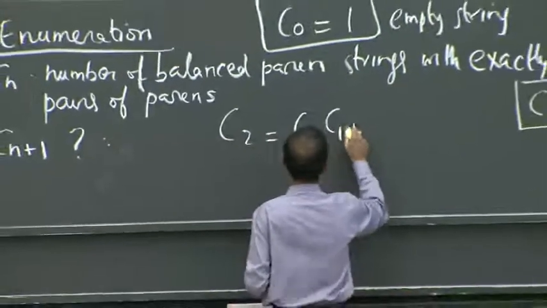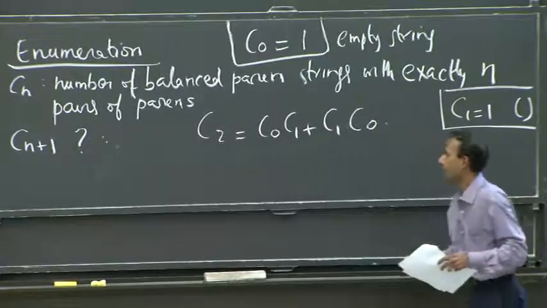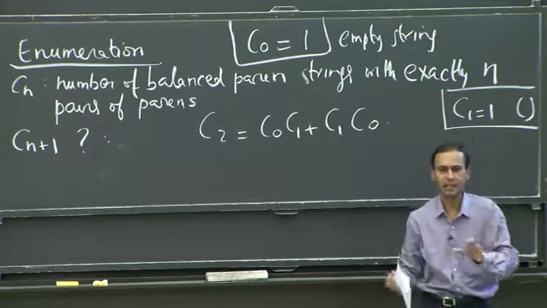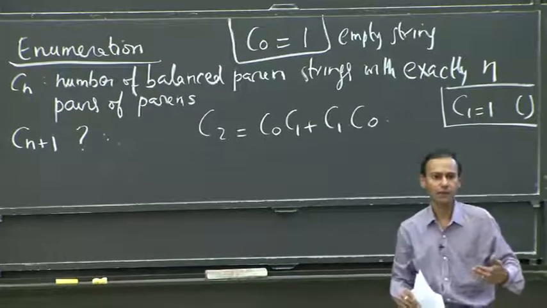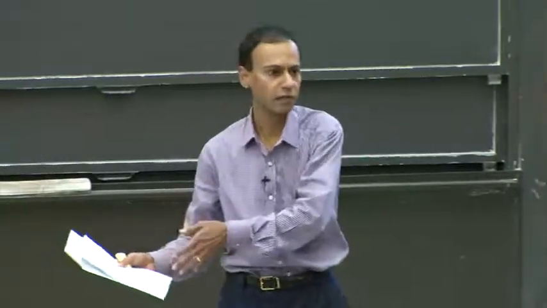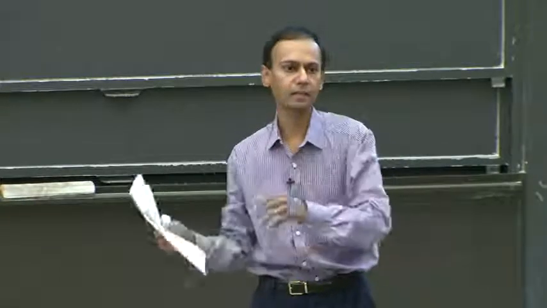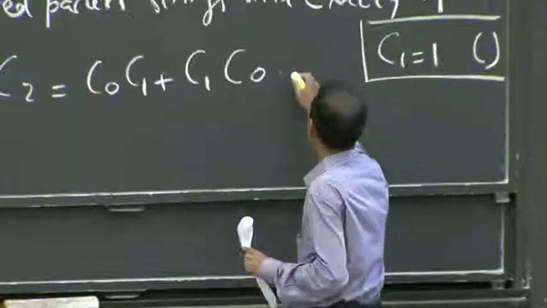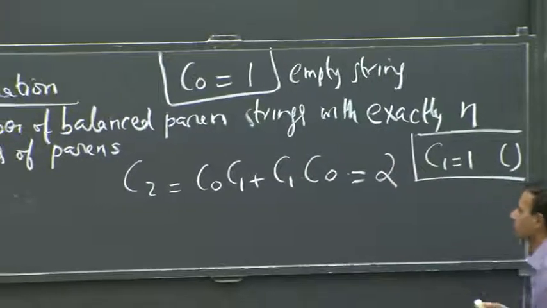C0 times C1. C2 would be C0 times C1 plus C1 times C0. Okay? And you're setting the alpha. So here's the thing. You set the alpha and you choose the alpha, and then you choose the beta. Okay? And there's a couple of different ways that you could choose the alpha. You could make it a string that's empty, or you could make it the one string that you've generated so far, which is the standard simple string, the non-empty, non-trivial balanced string. And you could do that a couple of different ways with the alpha, and that's why you have two terms over there.